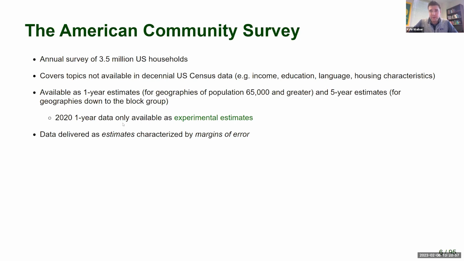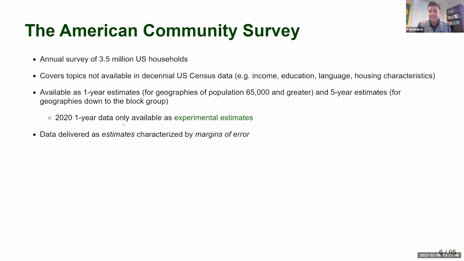And so the 1-year American Community Survey, specifically the ACS data for 2021, which is the most recent data set released, we can get for geographies of population 65,000 and greater. If there's a location with a population under 65,000, we can't get 1-year ACS data for that. 5-year ACS data, which you can think of as a moving average over a 5-year period, the most recent being the 2017 to 2021 ACS estimates, you can get all the way down to the block group. You can think of it as a collection of city blocks that tends to have about 800 to 2,000 people in it on average.